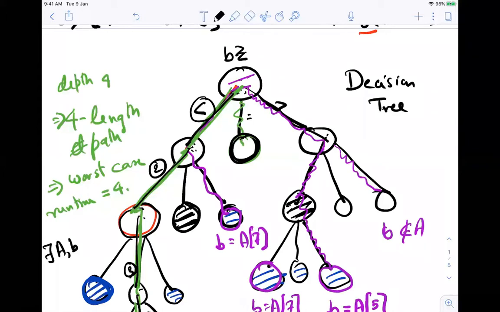In fact, it might stop even earlier, even with a non-equality. For example, it might compare B with the last element, and the answer is no, B is bigger than the last element. The algorithm might stop right there. Oh no, now therefore B is not there, you don't need to proceed. So truncation might happen at various levels.